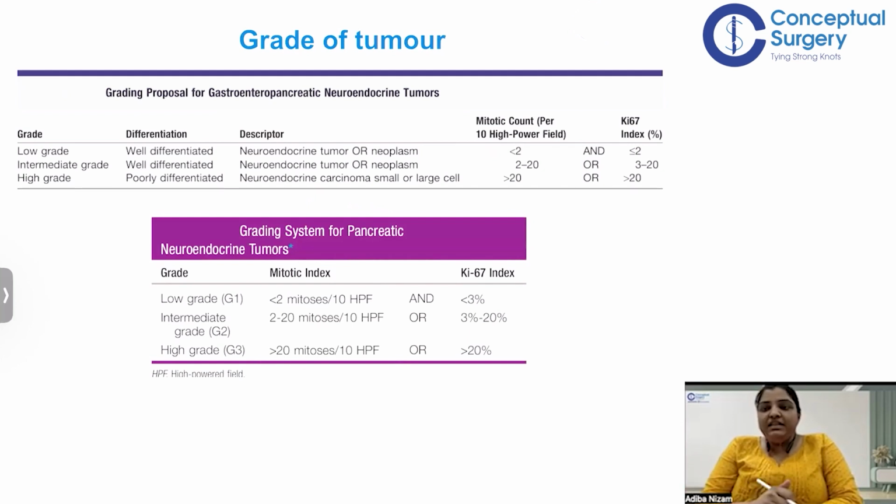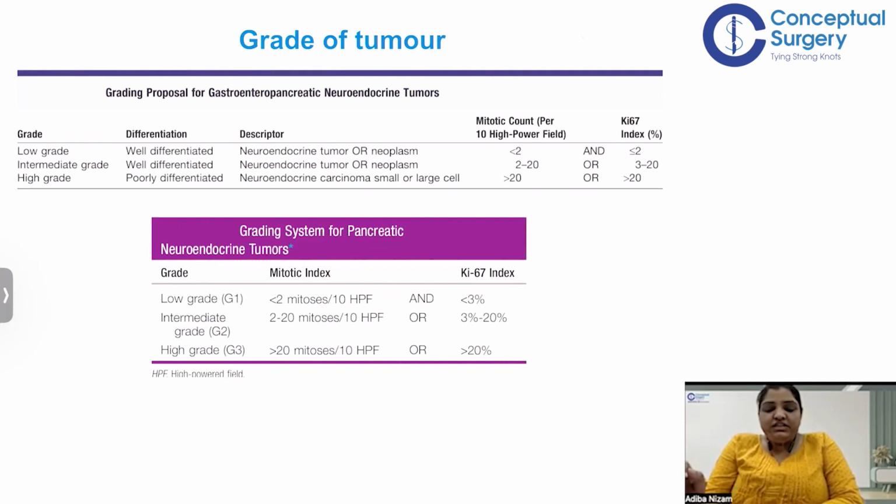How we divide these is on the basis of Ki-67 and the mitotic index. So, the low grade tumor has a mitotic index of less than 2 per high power field and a Ki-67 index also of less than 2%. We'll be discussing these in detail. What is a Ki-67 index? How is it calculated? How is the mitotic index performed? This we have discussed in the class on GI neuroendocrine. So this is the well-differentiated low grade.